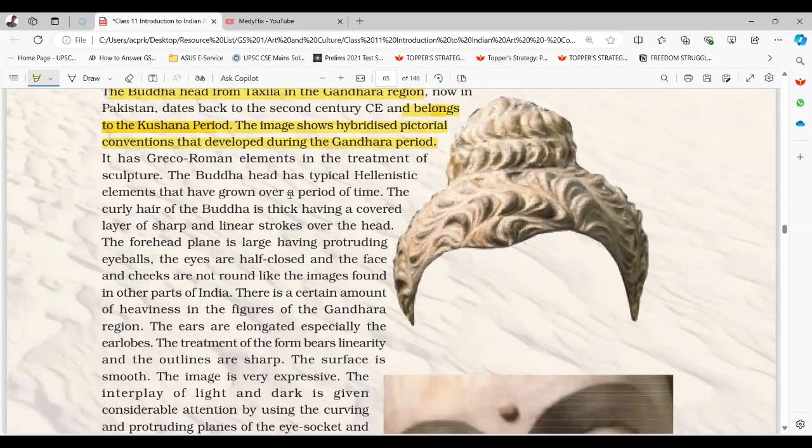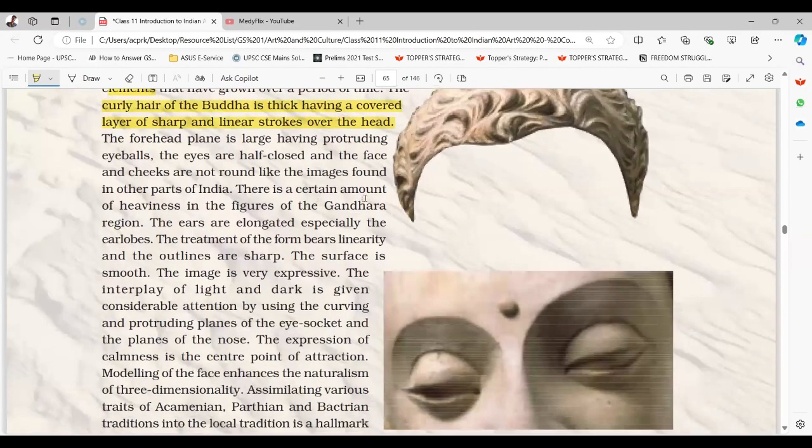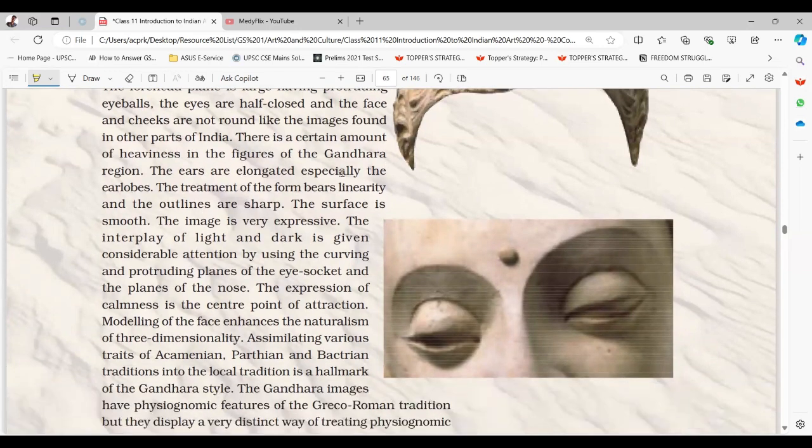The Buddha head has typical Hellenistic elements that have grown over a period of time. The curly hair of Buddha is thick, having a covered layer of sharp and linear stalks over the head. The forehead plane is large, having protruding eyeballs. The eyes are half closed, and the face and cheeks are not round like the images found in other parts of India. There is a certain amount of heaviness in the figures of the Gandhara region. The ears are elongated, especially the earlobes. The treatment of the form bears linearity, and the outlines are sharp.